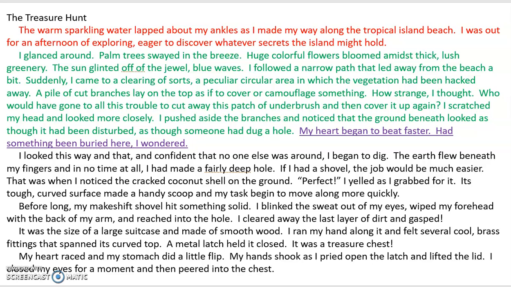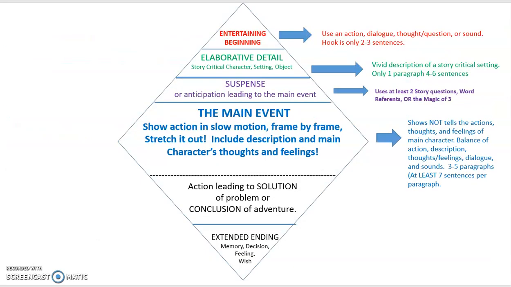All right, so next we have the main event. This is going to be the biggest part of your paper, okay? It shows action in slow motion, frame by frame, stretch it out, include description and main character's thoughts and feelings. Okay, so look over to the side. It says shows, not tells the actions, thoughts, and feelings of main characters. In other words, you're not going to use a lot of dialogue. You're not going to tell me what's going on. You're going to show me kind of what's going on.